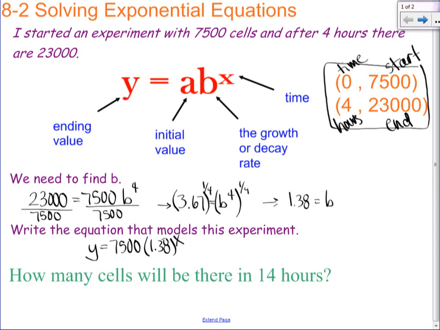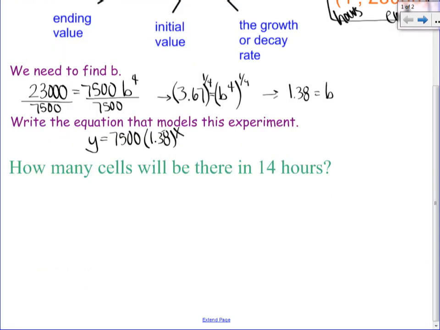Now, they may ask you to take it one step further and answer a question based on that equation. How many cells will be there in 14 hours? What do we do? Yep, 14 goes in for x. So in your calculator, all you're going to do is punch in 7,500 parenthesis 1.38 raised to the 14th power. How many cells are there after they've multiplied that many times?